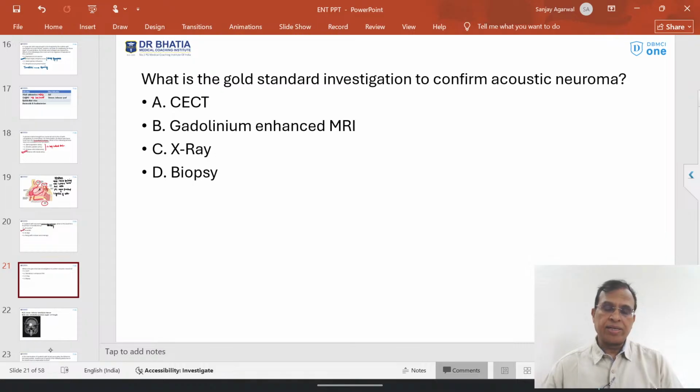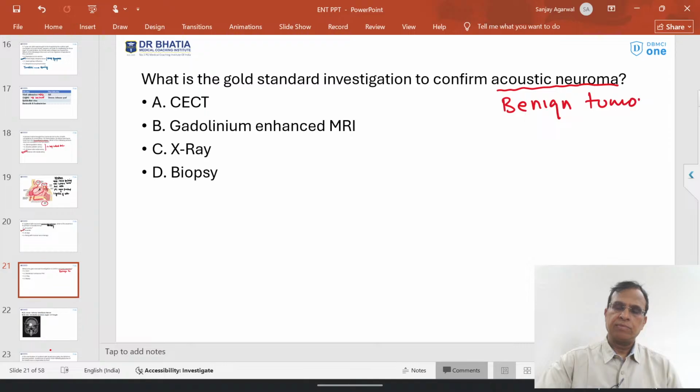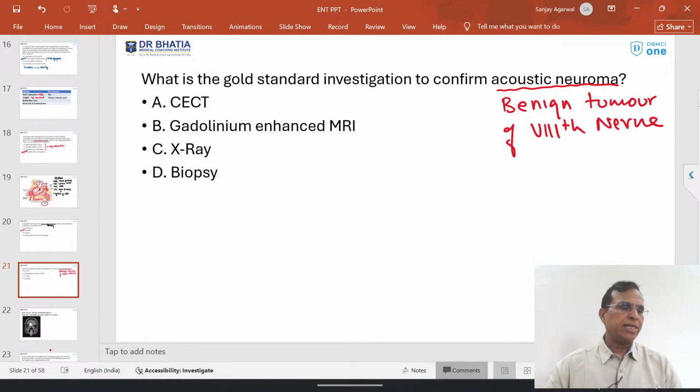What is the gold standard investigation to confirm acoustic neuroma? Is it CT scan? Is it gadolinium enhanced MRI? Is it X-ray? Is it biopsy? Now, acoustic neuroma is a benign tumor of 8th nerve. It's a benign tumor of 8th nerve.